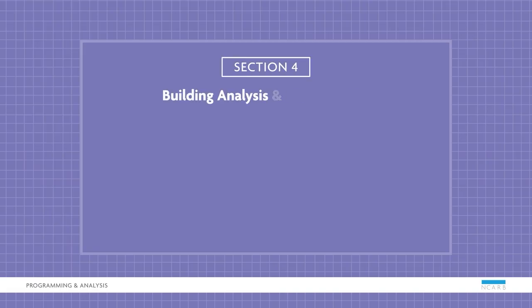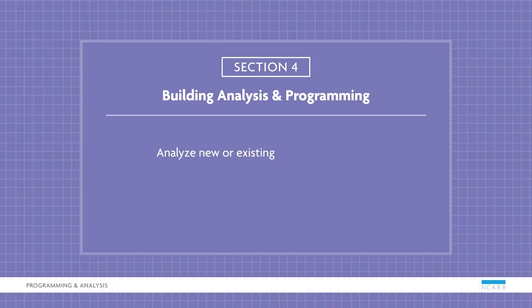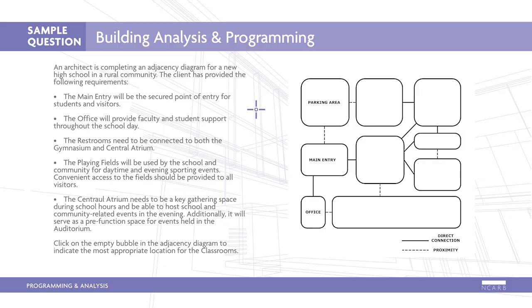In the Building Analysis and Programming section, you'll analyze new or existing buildings relative to the programming requirements, cost, and schedule. Let's look at a sample question. An architect is completing an adjacency diagram for a new high school in a rural community. The client has provided the following requirements.